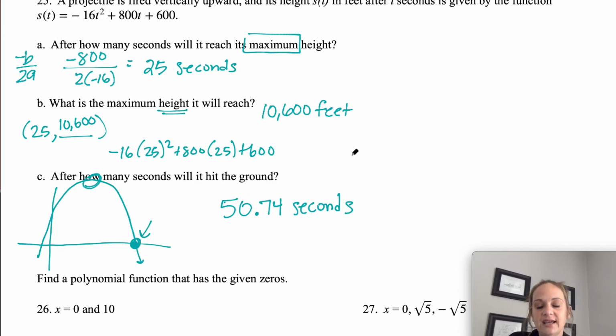Now, in case you do not want to do this using the calculator, the other way to do it is use the quadratic formula to find your 0. And you want the positive number of the quadratic formula. But basically what you want to know is that 0 of where it's going to actually hit the ground.